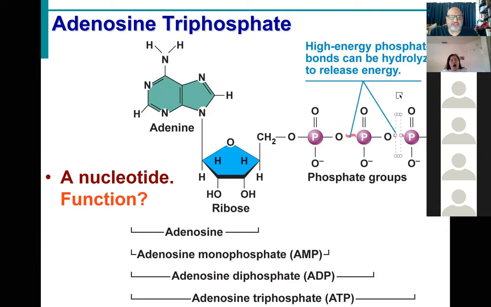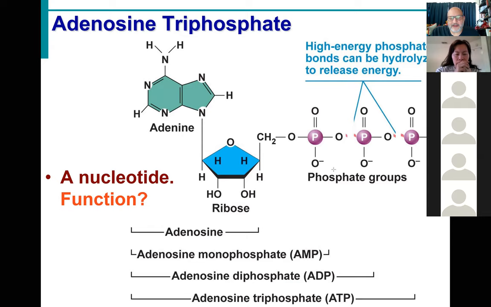It can pump ions out of the cell. It can change the shape of the cell. It can cause your muscles to contract and move. We can release that energy. We can also release energy by also breaking the second bond as well. We could break ADP into AMP, releasing a phosphate, but the second bond doesn't have as much as the first.